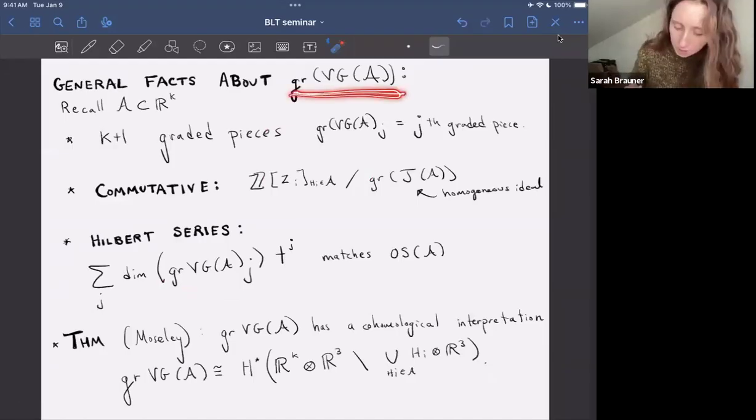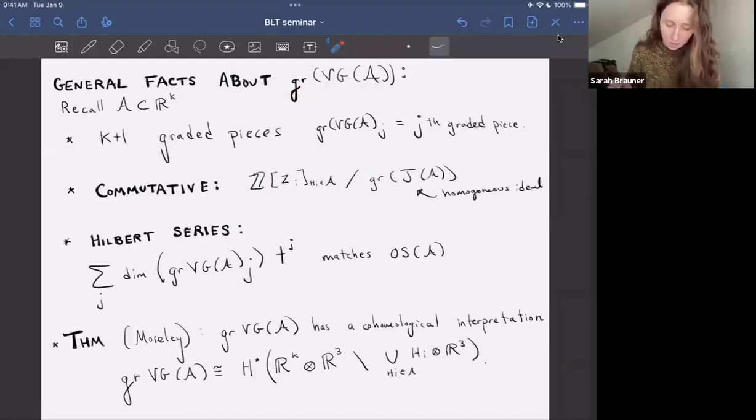This associated graded ring, if you remember, I'm thinking about my hyperplane arrangements as being in R^k. This graded ring is going to have k plus 1 graded pieces, from 0 to k, just like the Orlik-Solomon algebra. And this is how I'll write the jth graded piece. Now it's a commutative ring, right? It's a quotient of a polynomial ring in these generators. But its Hilbert series, if I just look at the dimensions, exactly matches the Orlik-Solomon algebra.